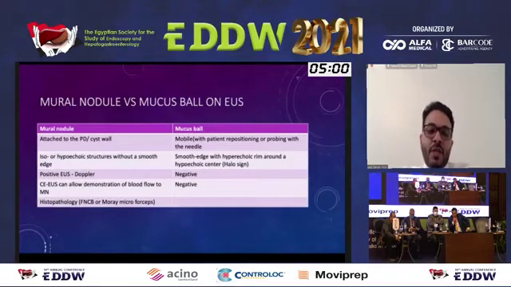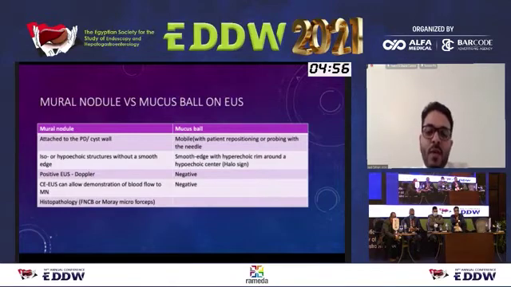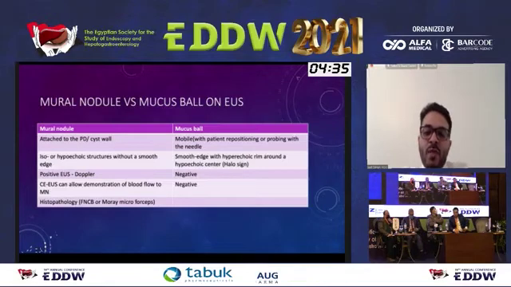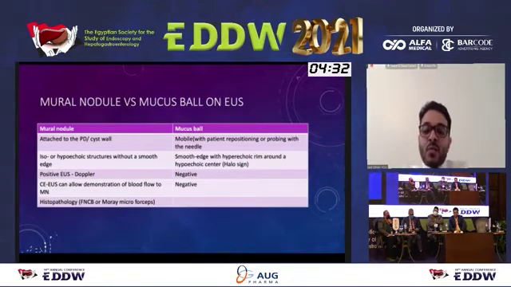Sometimes it's very difficult to differentiate in endoscopic ultrasound exam between the mural nodule and mucus ball, and here are some tricks to differentiate between them. The mural nodule is usually attached to the wall of the pancreatic duct or cyst wall, while the mucus ball is mobile, moves with patient repositioning or probing with the needle. The mural nodule is an iso or hypoechoic structure without smooth edges, while with the mucus ball you will see the halo sign, which is a smooth edge with a hyperechoic rim around the hypoechoic center.